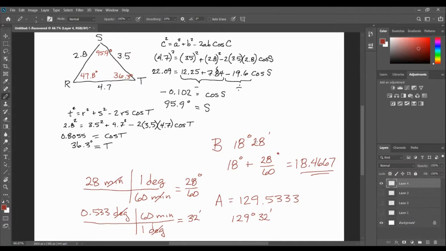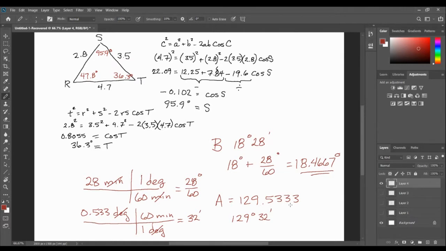And so in order to do these calculations, rather than get a calculator that allows me to input 18 degrees, 28 minutes, I would convert that 28 minutes over to degrees by dividing by 60. And now I have decimal degrees. And I can type 18.4667 in my calculator, take the sine of that, and so on.